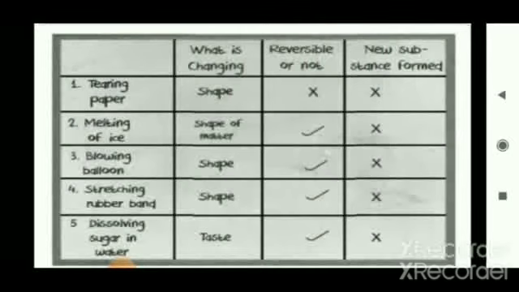This is the table that you had drawn earlier, right? Check this. When you tear a paper, what is changing? Shape is changing, right? Is it a reversible process or not? It is not a reversible process. It is an irreversible process. We can't get back the original paper. Clear? You can check all the points about your activity here. Okay?